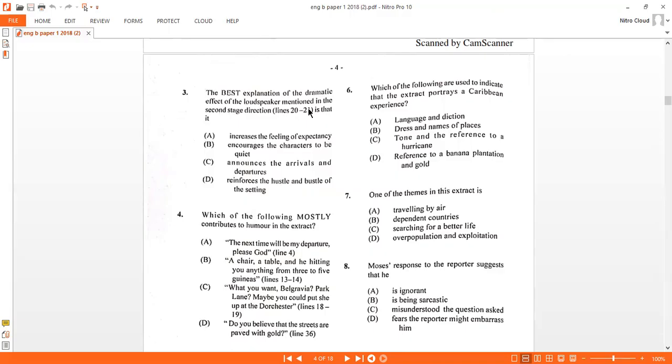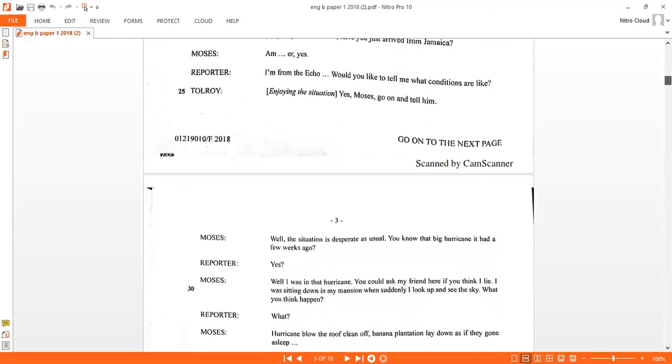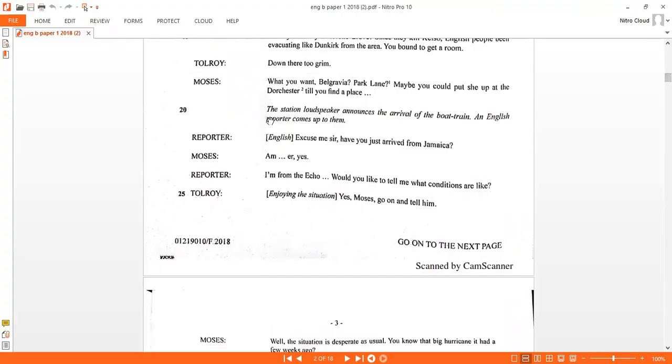Now, let us go to lines 20 and 21 to see what was said, based on the question: the best explanation of the dramatic effect of the loudspeaker mentioned in the second stage direction. Which of these options would be the best way to explain the purpose of the second stage direction given? So line 20 and 21 says, now remember, we know that they are at a train station and we know what happens at a station.